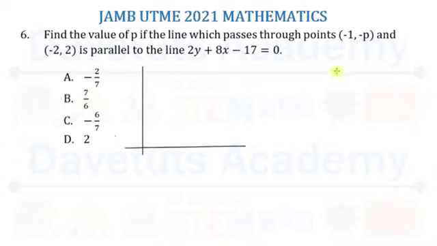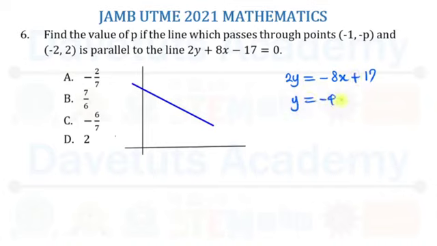Let's assume that we have our Cartesian coordinate like this, and this is what the graph is going to look like. From this particular question, what you have is that 2y is equal to minus 8x plus 17. If you divide all through by 2, we are going to have y is equal to minus 4x plus 17 over 2. 17 over 2 will be 8.5. I want to write it straight like this.